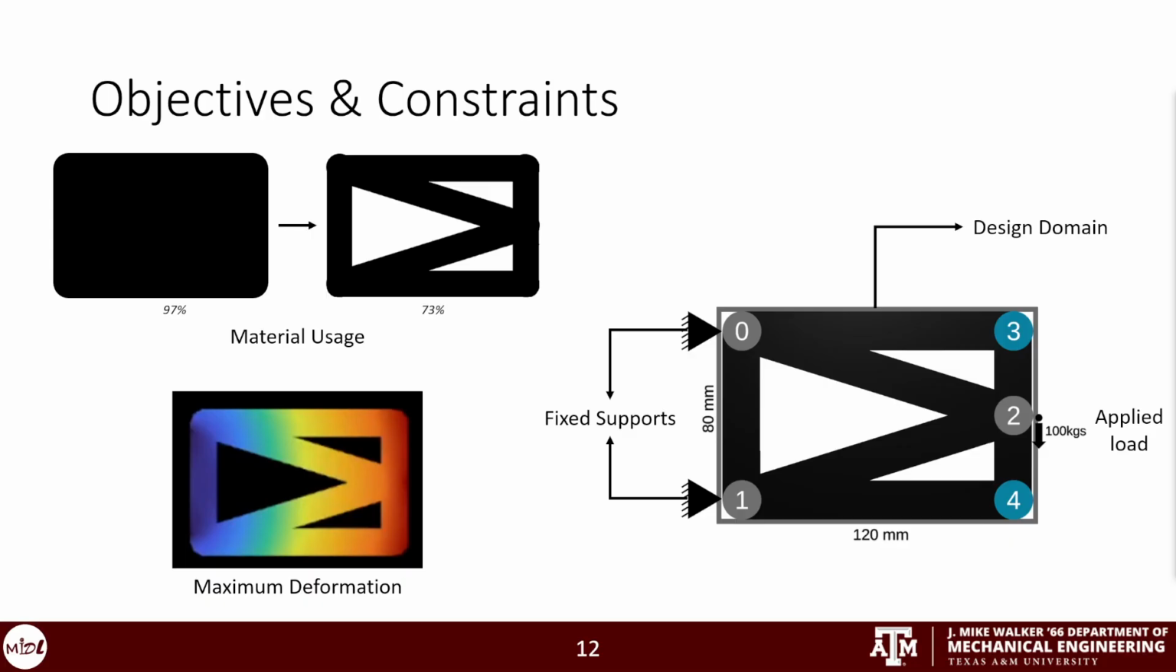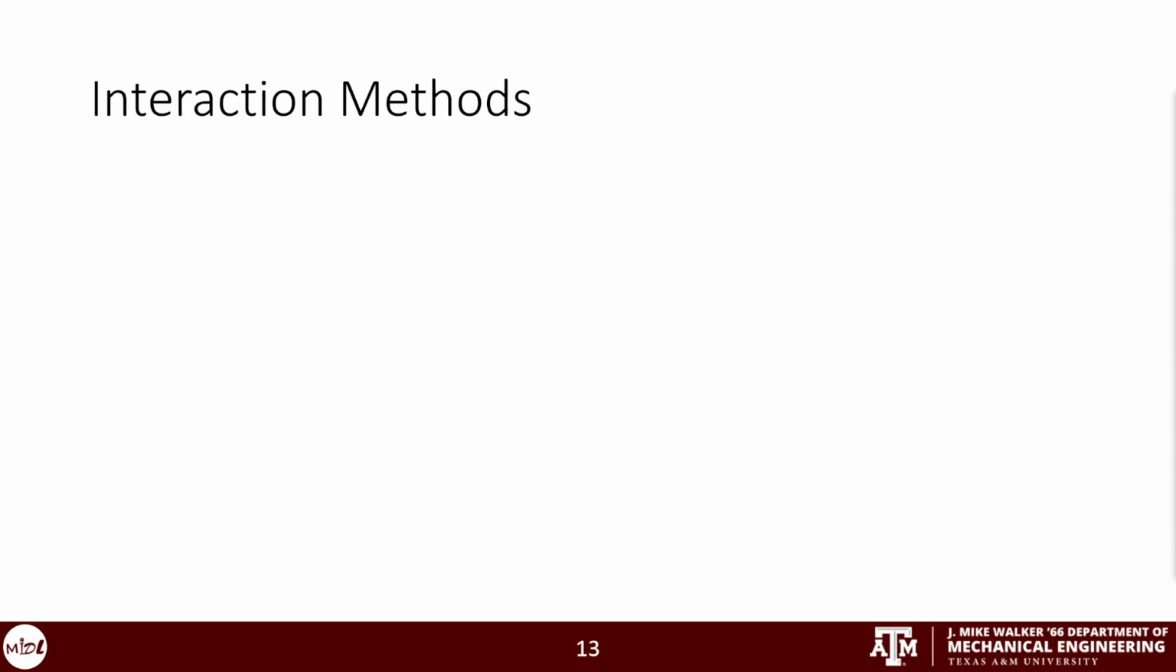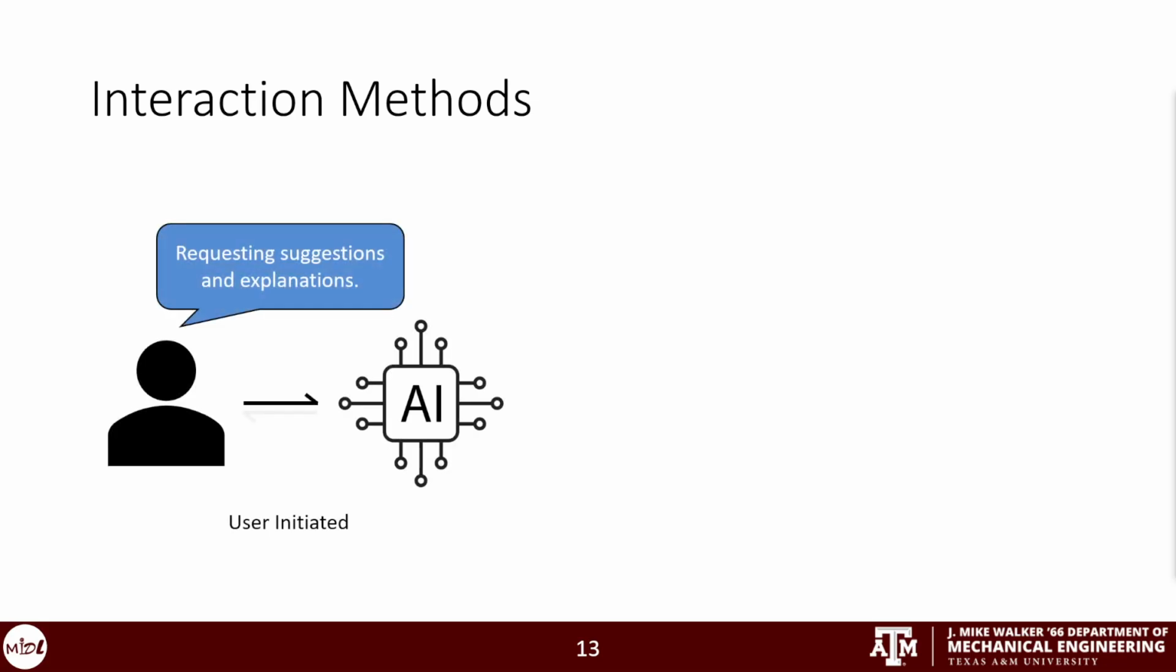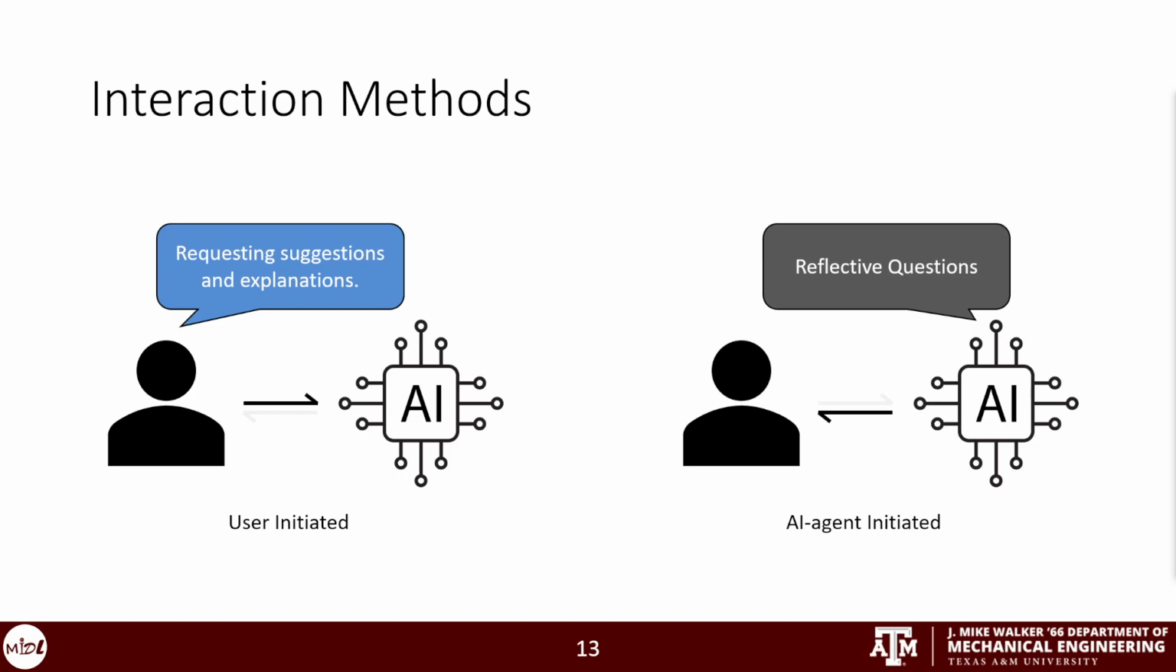And with that, I'll now focus on the design of our conversation framework. We first start by identifying two ways that the users and the AI agents can interact. The first is user-initiated conversations, where the user is asking LLMs for suggestions, explanations, and hints. That is something that we are all used to. And the second is AI-initiated conversations, where the agent poses reflective questions during the problem-solving process.